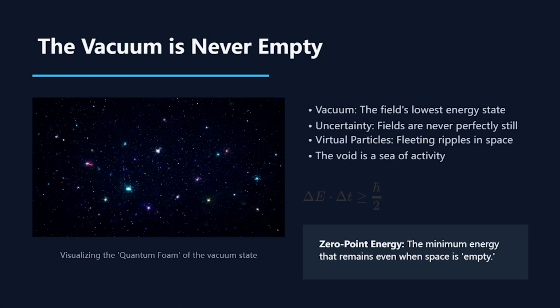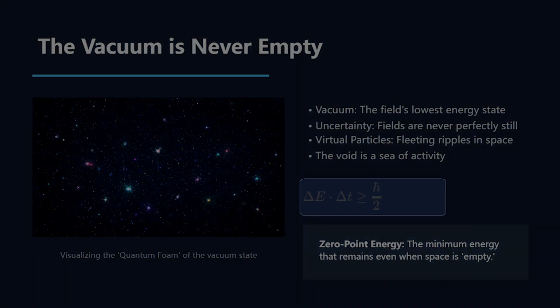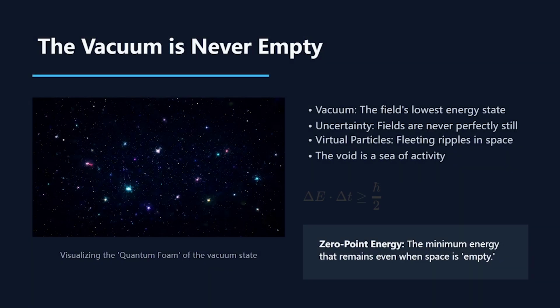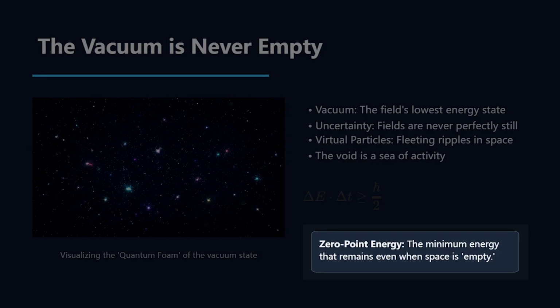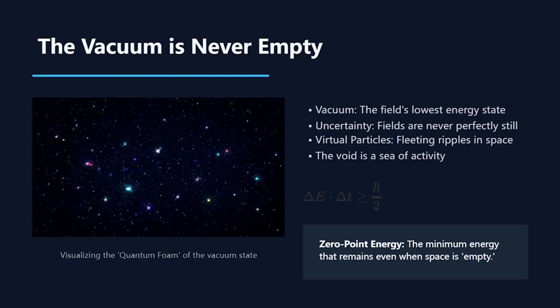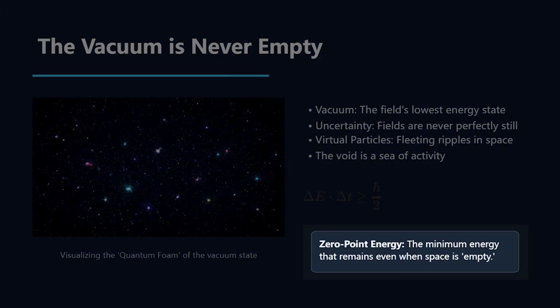This fundamental law tells us that we can't know the energy and the time of a system with perfect precision. If a field were perfectly still at zero energy, we'd know too much. Nature forbids that stillness. This leads to zero-point energy. Even at absolute zero, there is a residual shiver in the field. This energy isn't just theoretical, it has measurable effects on the universe around us.